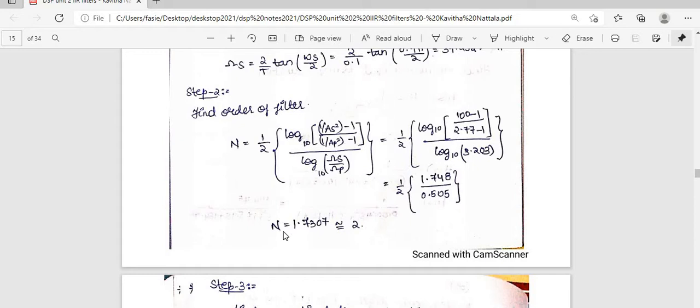So what is the factor here? The factor is 1.7307. If you want a value greater than that, obviously it should be 2, approximately equal to 2. That's what we wrote as 2. So n is 2, which is even. Now we have to find the transfer function.